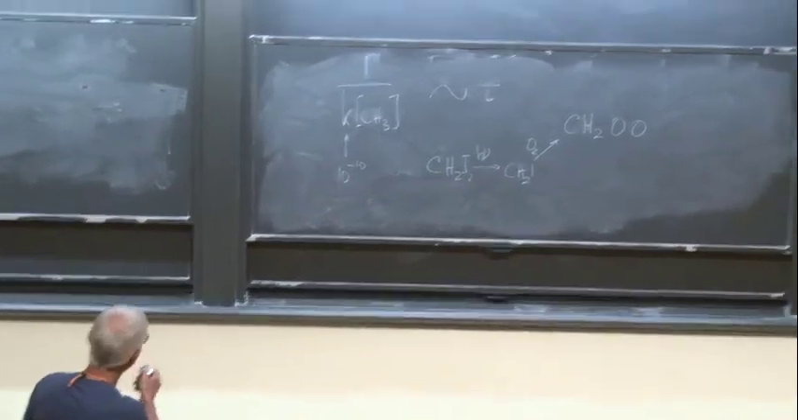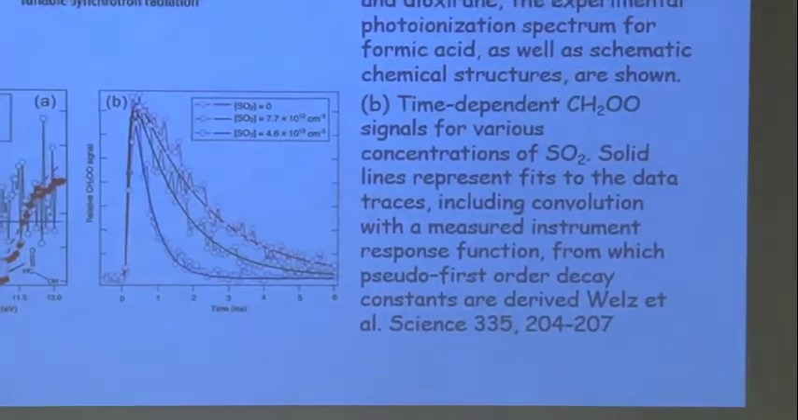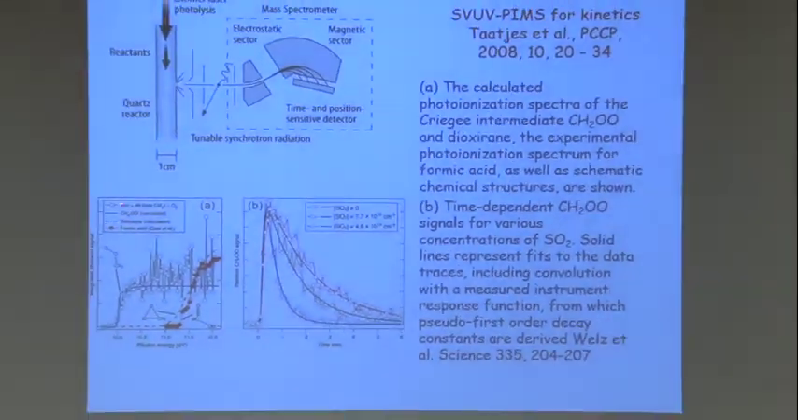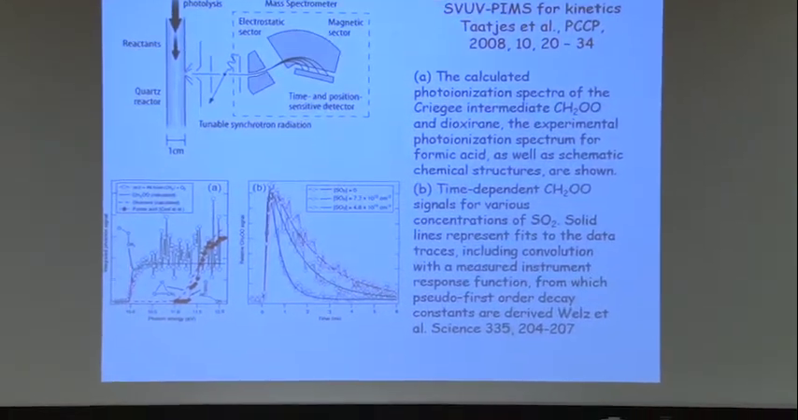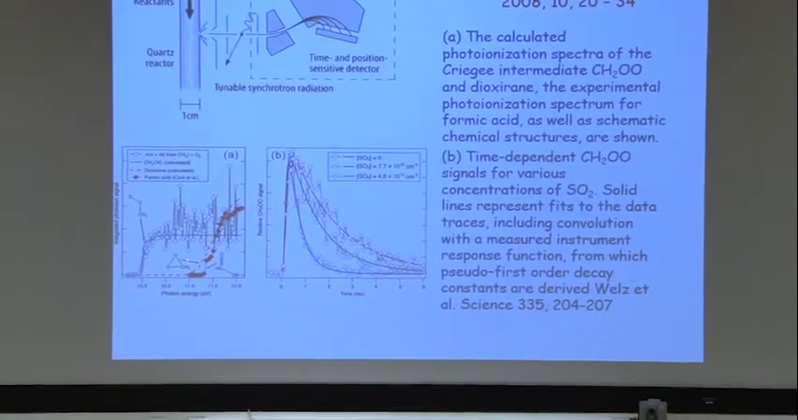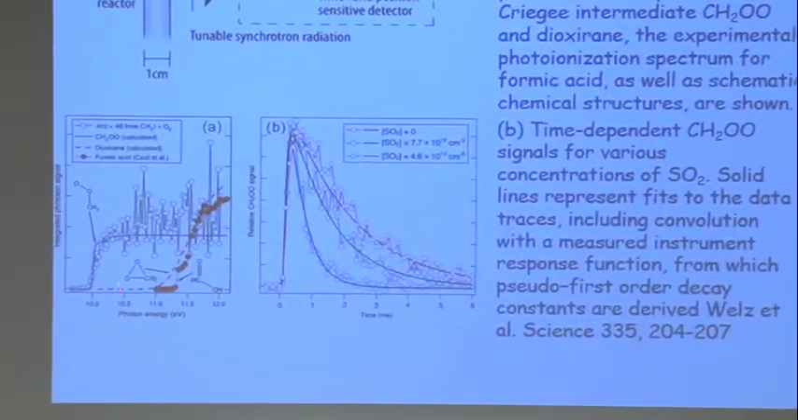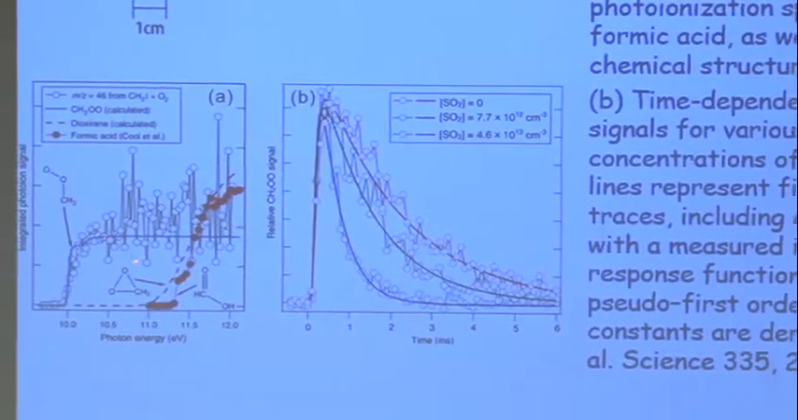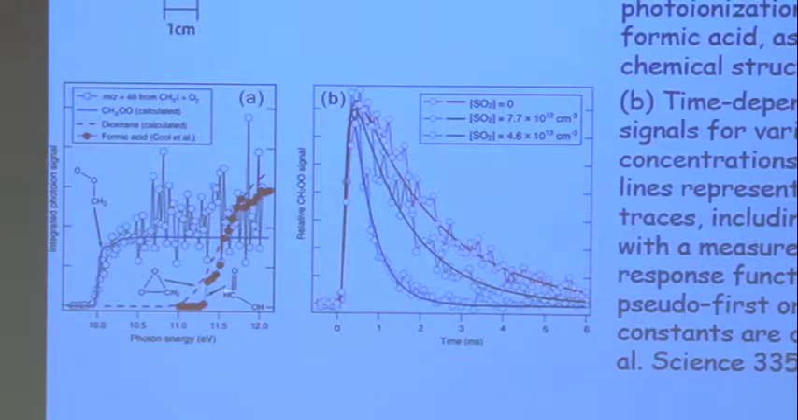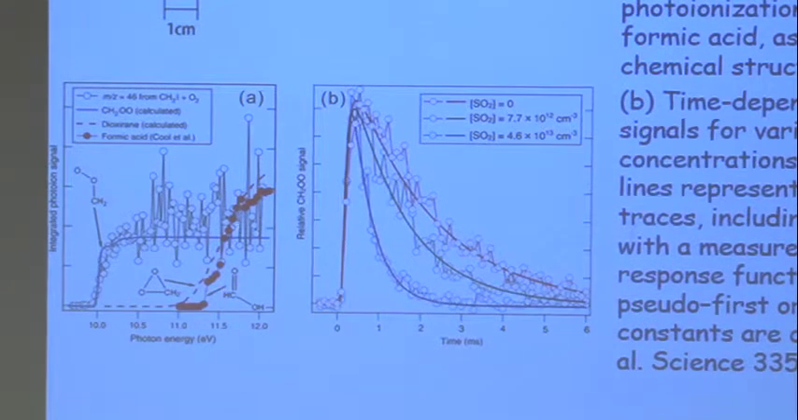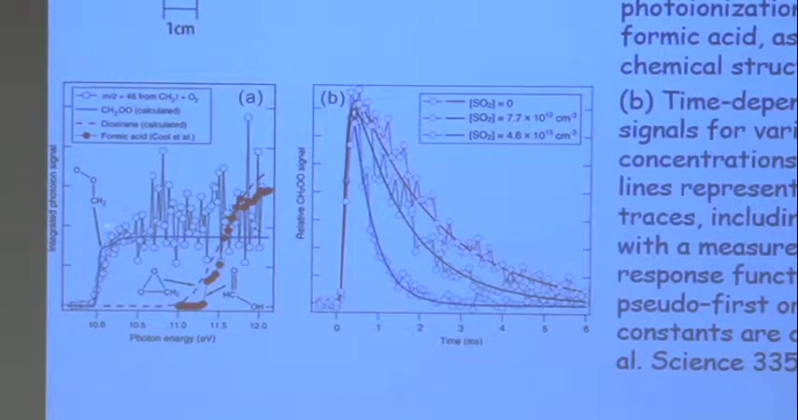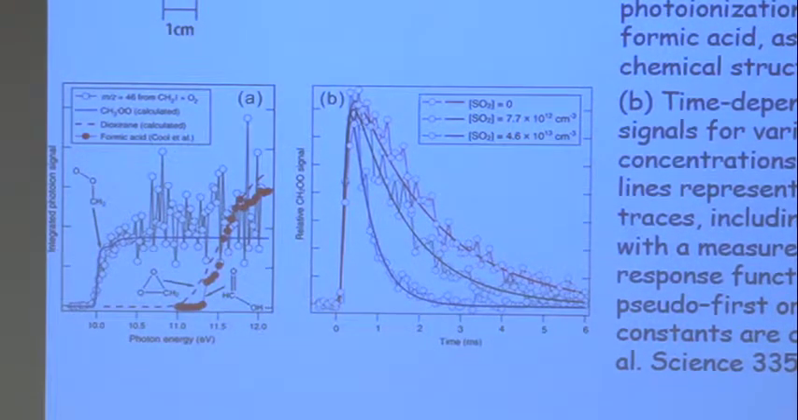So you can see from here that this is the mass 46, which corresponds to CH2OO. And the ionization energy is about 10 electron volts. It could be other things of the same mass. This ring species here, which is called dioxirane, or it could be formic acid. But these are the photoionization efficiency curves for dioxirane and formic acid, and we're getting this Criegee radical being formed at much lower ionization energies than is the case for these, showing very clearly the presence of that species, CH2OO.